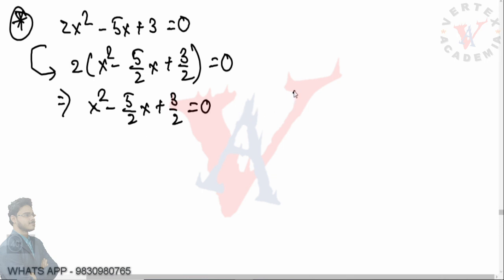Now we have to form the a plus-minus b whole square type. Okay, for that what you have to do, x square minus 2 times a is 1, a.